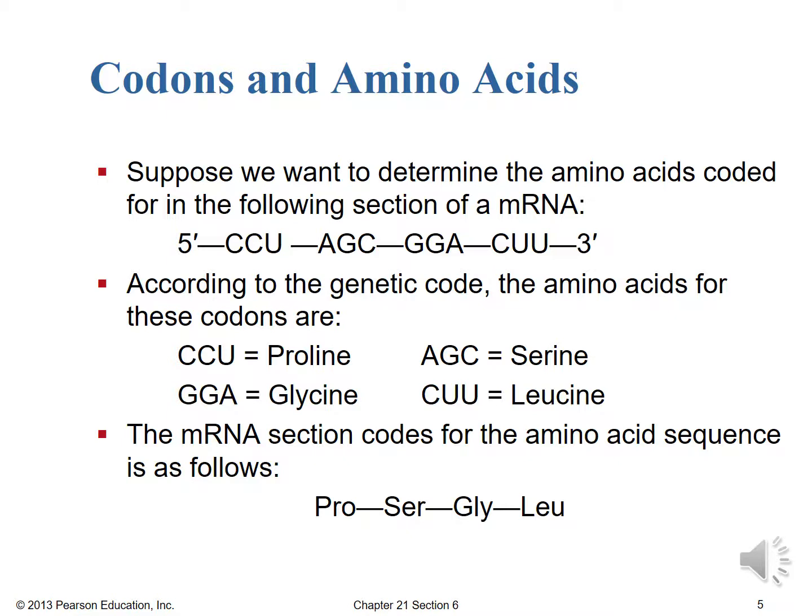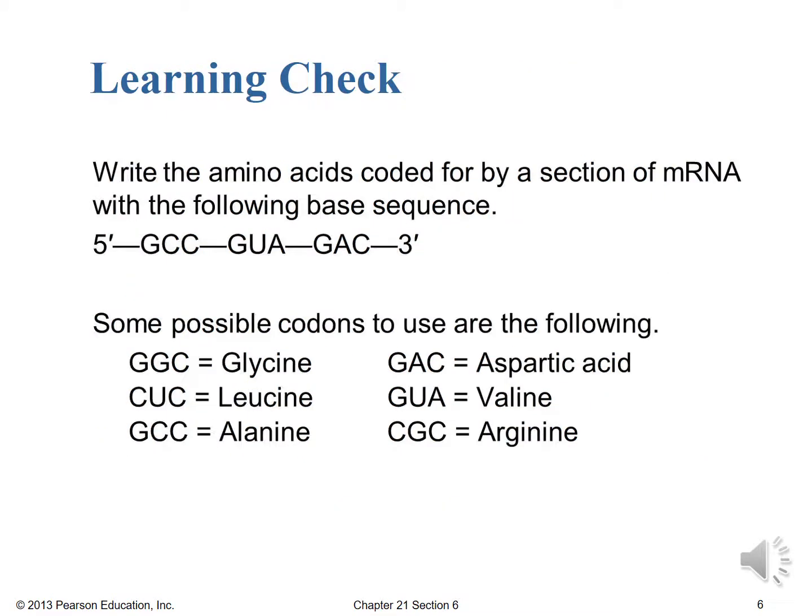The messenger RNA very discreetly and discriminately looks for those amino acids with its codons. And believe it or not, we're already at the end of this sixth lecture, so we'll end with a learning check, as we often do. This time we're going to write the amino acids coded for by a section of mRNA with the following base sequence. And so there you see 5' end to 3' end.